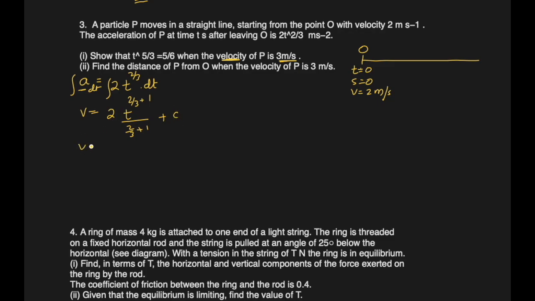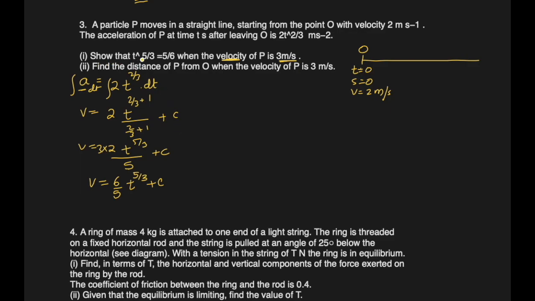Okay, so the equation for velocity becomes 2t to the power 5/3 divided by 5/3. I will adjust the 5 here, and the denominator of a denominator becomes the numerator. So the 5 of 5/3 is here, but the 3 I will write up there, plus c. So v is equal to 6/5 t to the power 5/3 plus c.